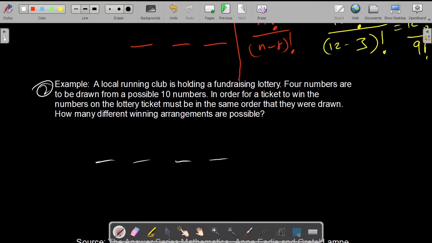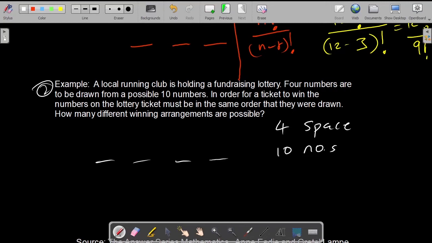So just from that line, we know that we actually have more options than there are spaces. So when we have 4 spaces, and we have 10 numbers involved, right? In order for a ticket to win, the numbers on the lottery ticket must be in the same order that they were drawn. How many different winning arrangements are possible?